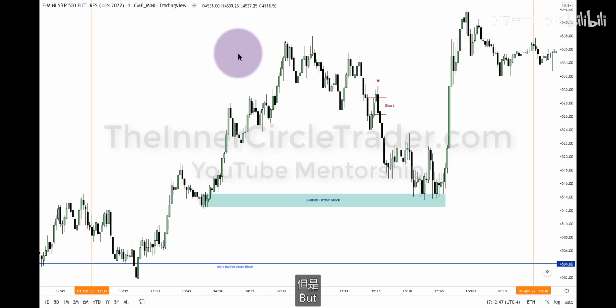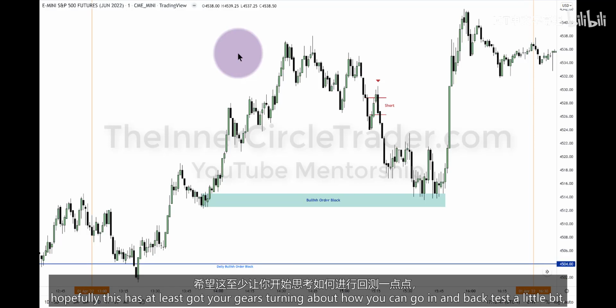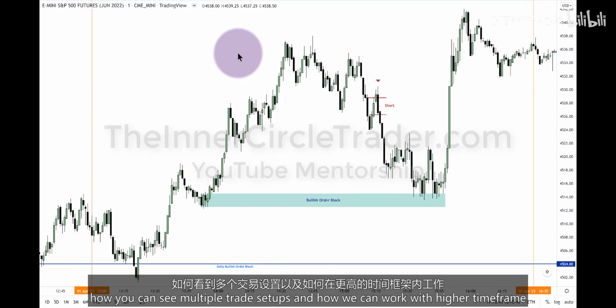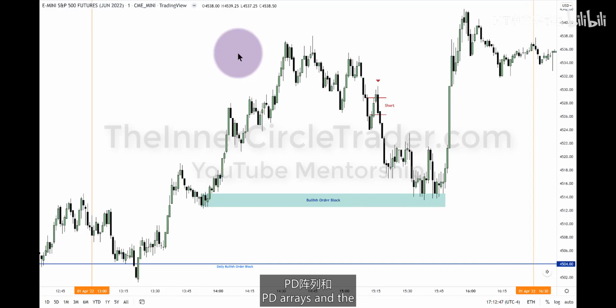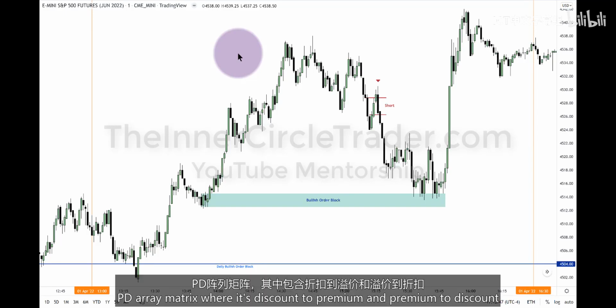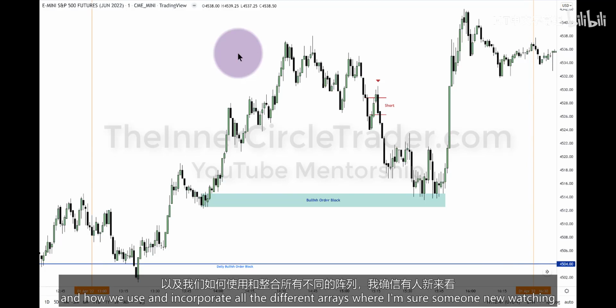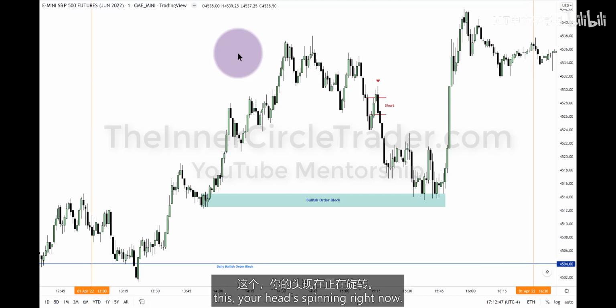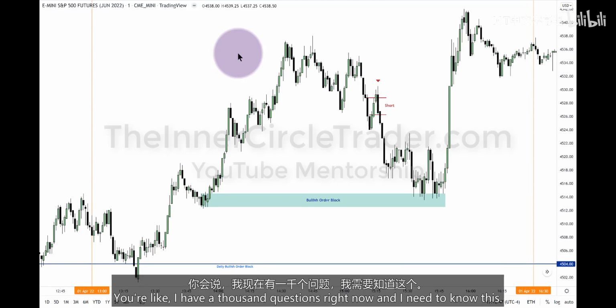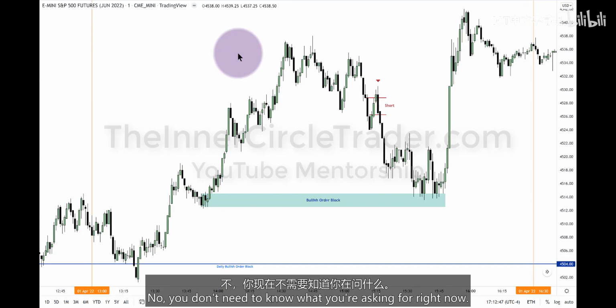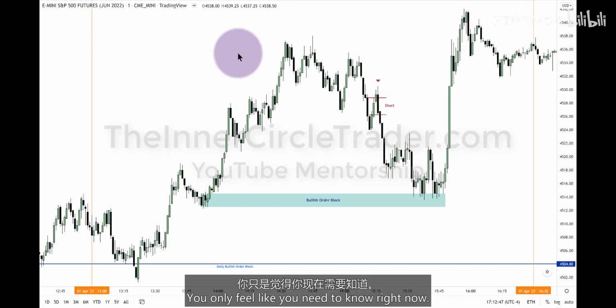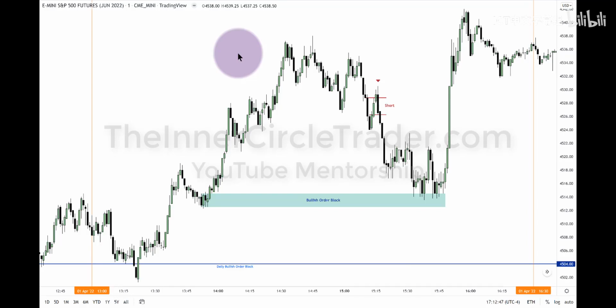So don't do that. But hopefully this has at least got your gears turning about how you can go in and back test a little bit, how you can see multiple trade setups, and how we can work with higher time frame PD arrays and the PD array matrix, where it's discount to premium and premium to discount, and how we use and incorporate all the different arrays. I'm sure someone new watching this, your head's spinning right now. You're like, I have 1,000 questions right now and I need to know this. No, you don't need to know what you're asking for right now. You only feel like you need to know right now.